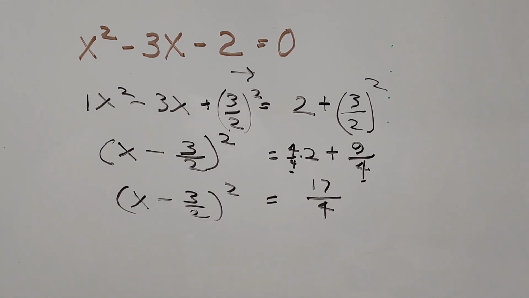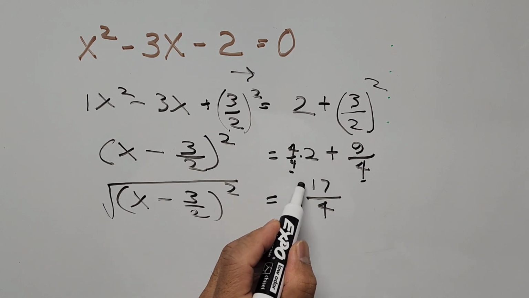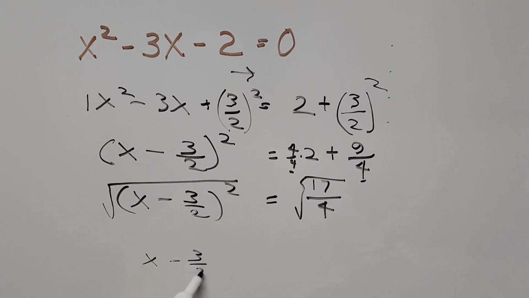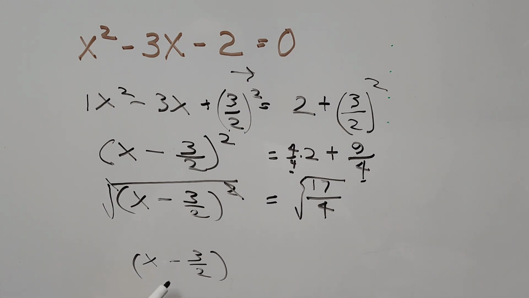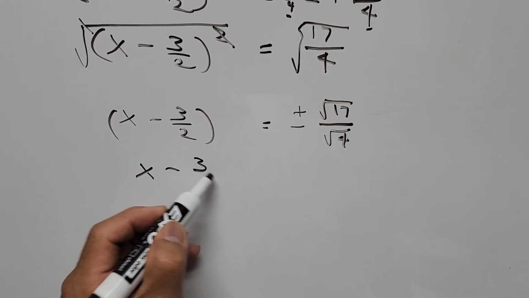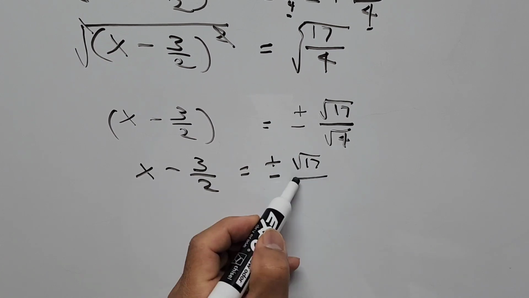From here, to get rid of the exponent 2 right there, we have to take the square root on both sides of the equation. So we have now x minus 3 halves. We end up canceling the square and the radical sign. On the right-hand side is plus or minus the square root of 17 over the square root of 4. So the equation now becomes x minus 3 halves equals plus or minus the square root of 17 divided by the square root of 4, which is 2.